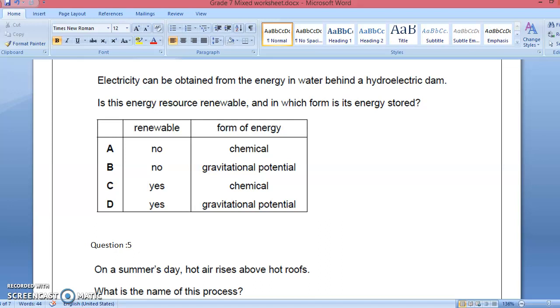And in which form is its energy stored? So, first, is it renewable? No. So that itself is wrong. Hydroelectricity, because it's coming from a dam, is renewable. And what is the form of energy that is stored when any object is high up? It is always gravitational potential. So it is D. Okay. It is renewable and there is gravitational potential energy.